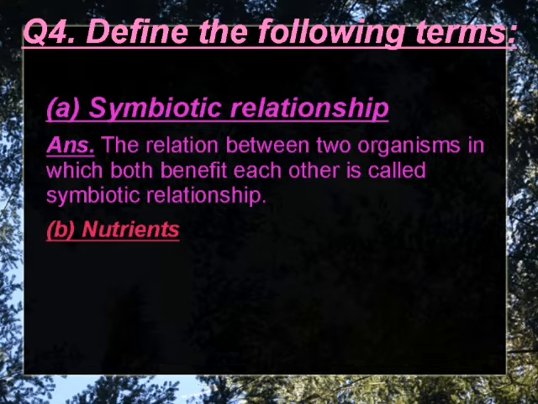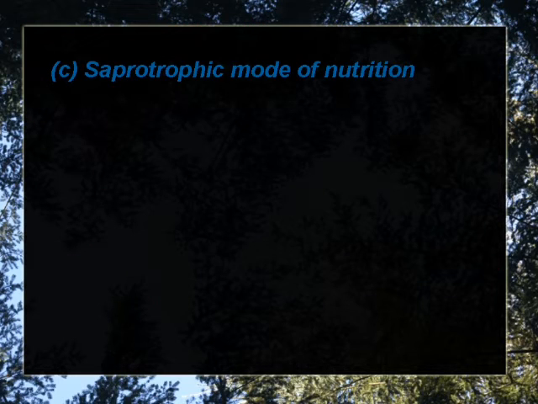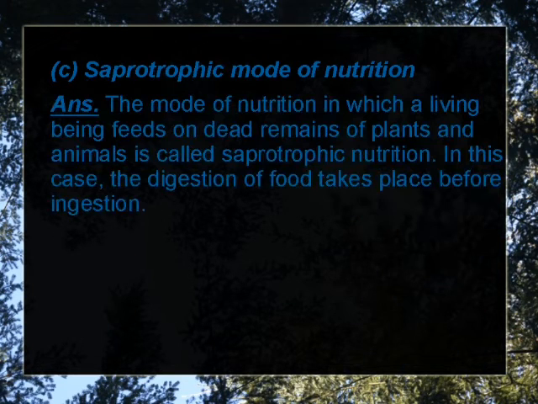Our next is nutrients. Matters which are essential components of food are called nutrients. Our third is saprotrophic mode of nutrition. The mode of nutrition in which a living being feeds on dead remains of plants and animals is called saprotrophic nutrition. In this case, the digestion of food takes place before ingestion.